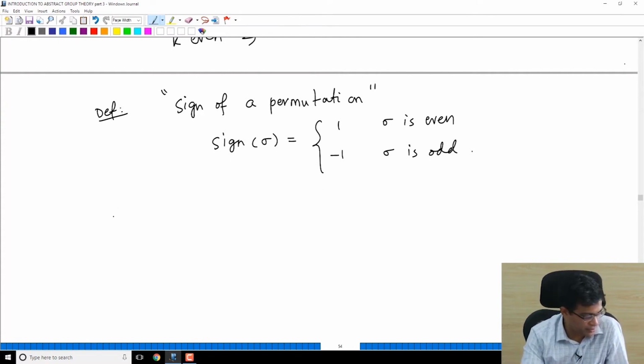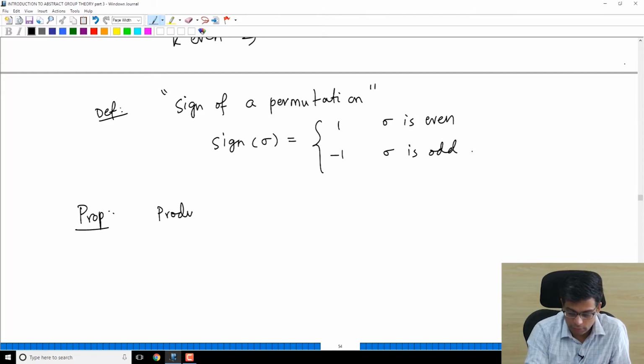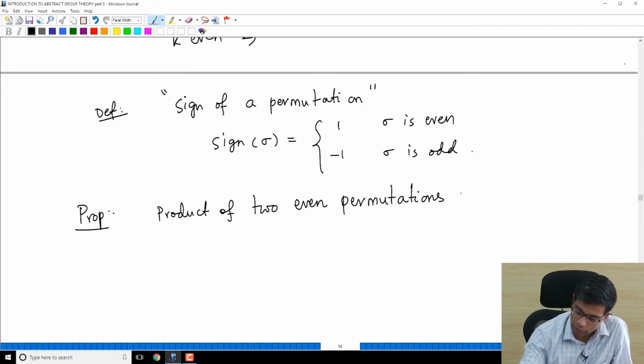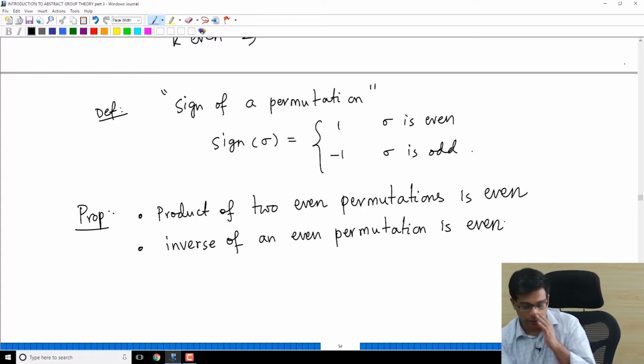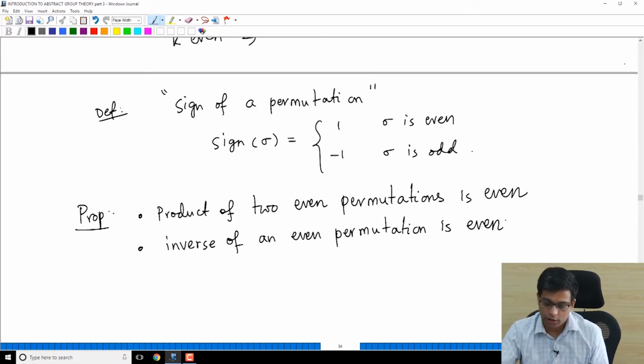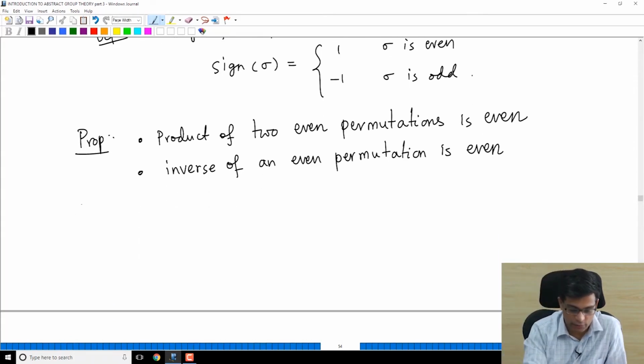Now let's come back to even permutations and look at them a bit more carefully. So we want to prove a proposition: the product of two even permutations is even. The inverse of an even permutation is even. So if you take a couple of even permutations and take their product, it's even. If you take an even permutation and take its inverse, that's also even.